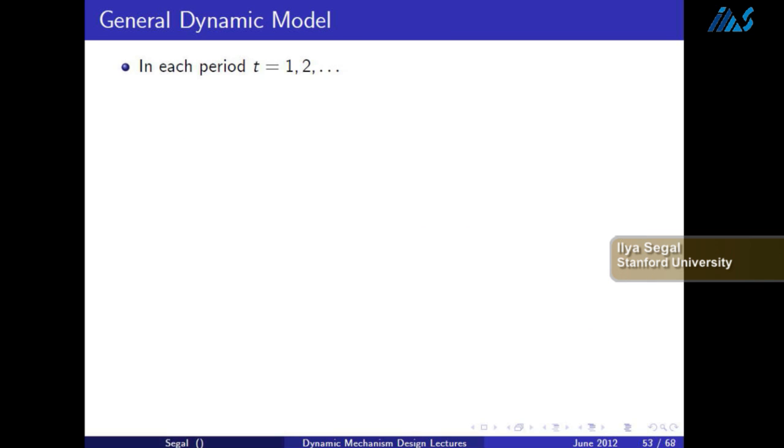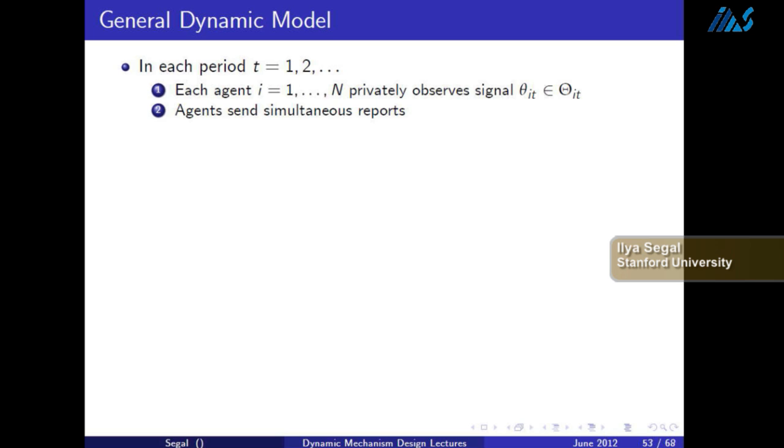Okay, now here's the general dynamic model. Basically the same model as we had before. You have a countable infinity of periods. In each period, each agent privately observes a signal. So agent i in period t observes a signal theta_it. But it is more general, as I said, in the sense that we are not making any assumptions about the type spaces of the agents. It could be completely general.